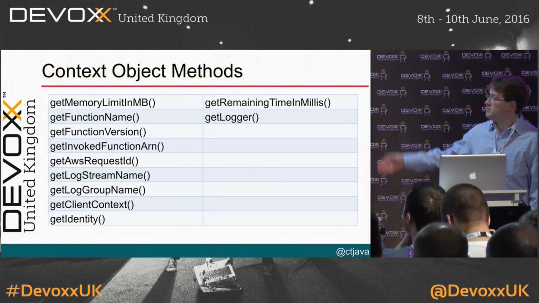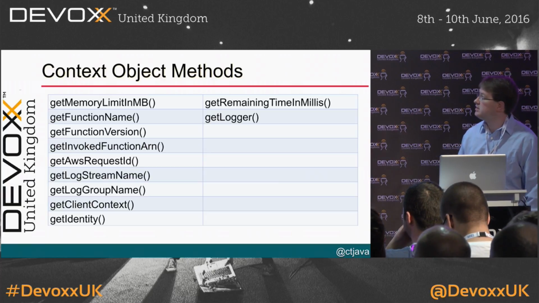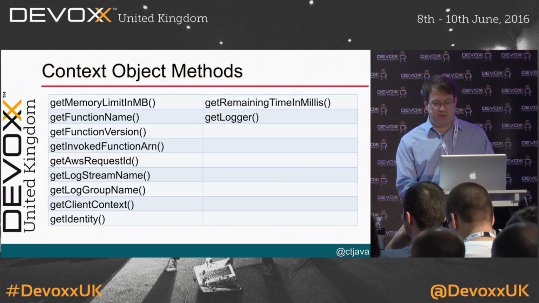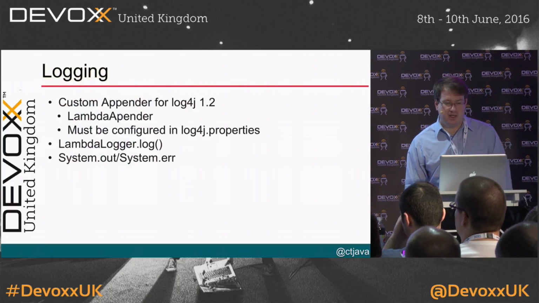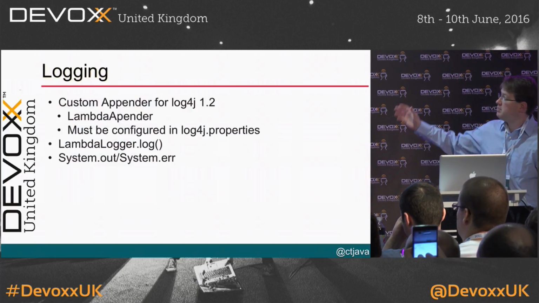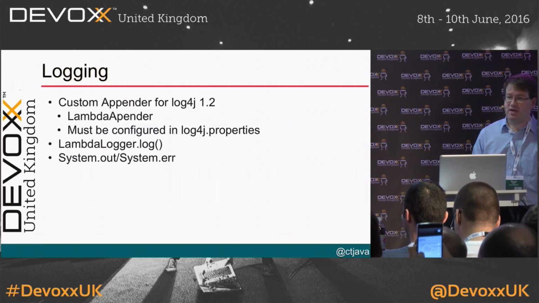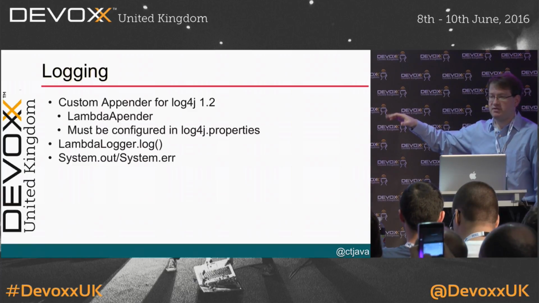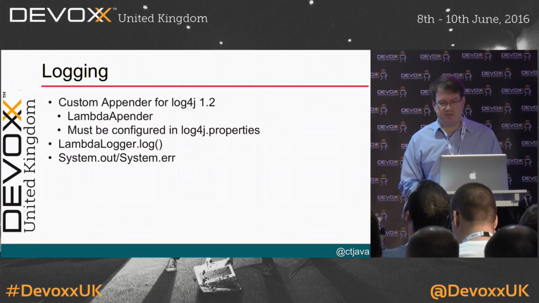And then the context object, you have a number of different methods on this, so you can get the resource that was requested, you can get the logging information, and the time remaining in milliseconds that your code can execute. For logging, they provide a built-in logger for you. You can configure log4j, but you have to make sure to include the log4j configuration file and reference their appender so that your log statements end up in CloudWatch.